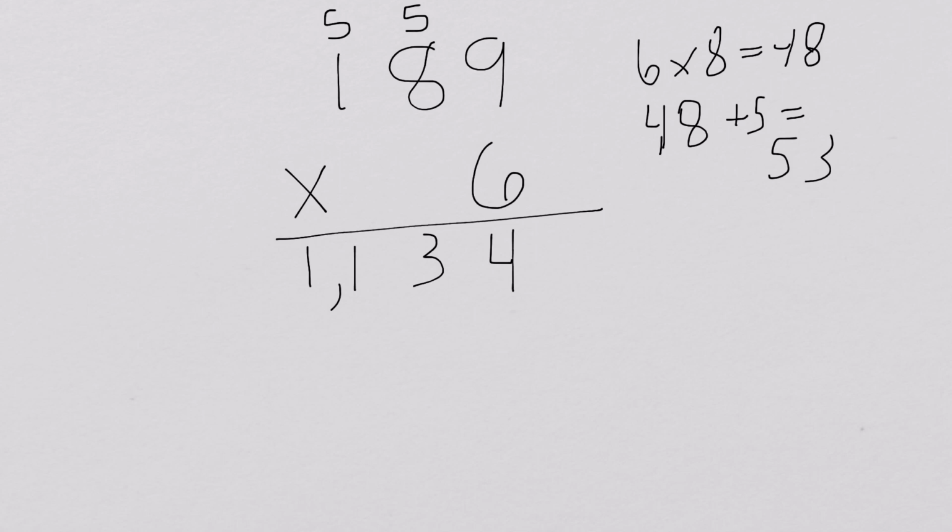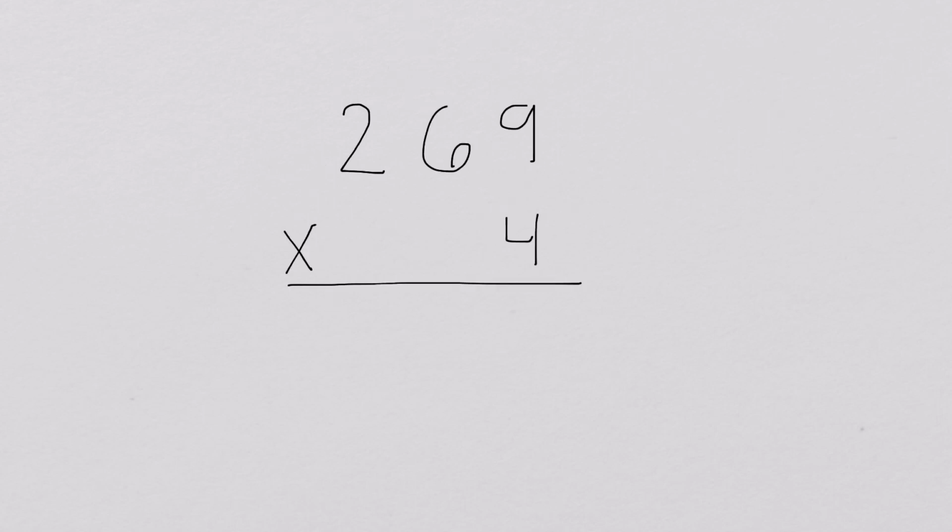You're going to pause the video, hopefully, and see if you can do it on your own. So here we have 269 times 4. Pause the video and try to solve it. Alright, using everything that we've learned, we'll start off with 4 times 9, which is 36. Put down the 6 and carry the 3 over. Now we have 4 times 6, which is 24, plus our 3, which gets us 27. So put down the 7, carry the 2.